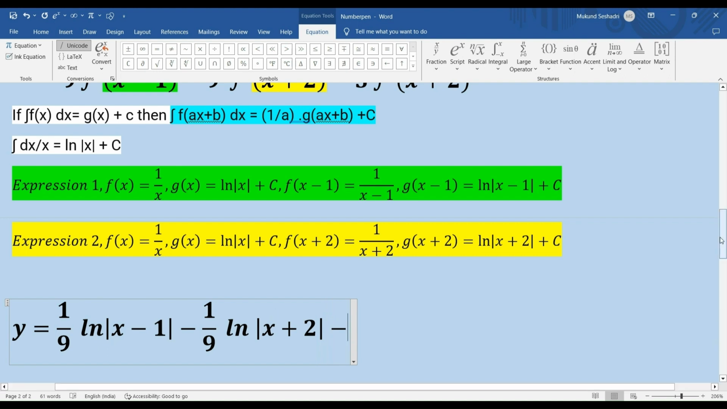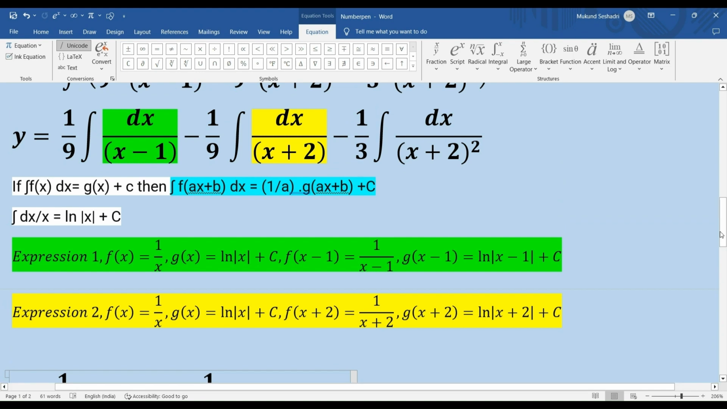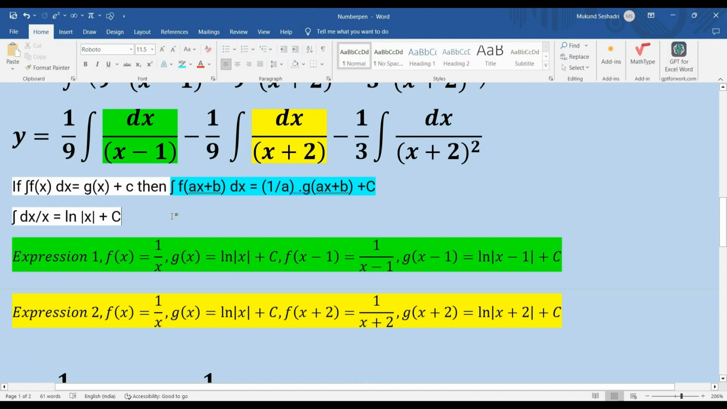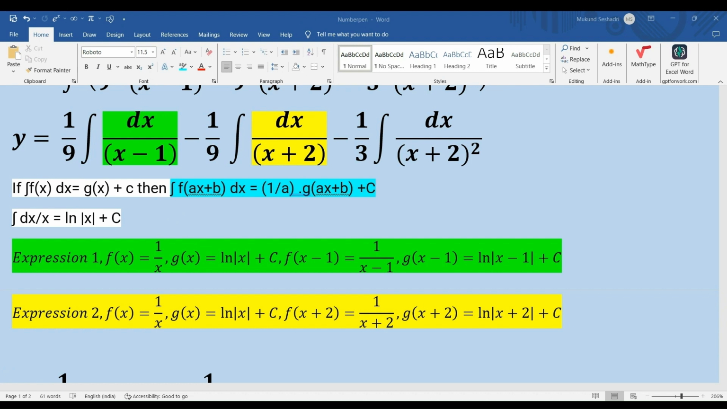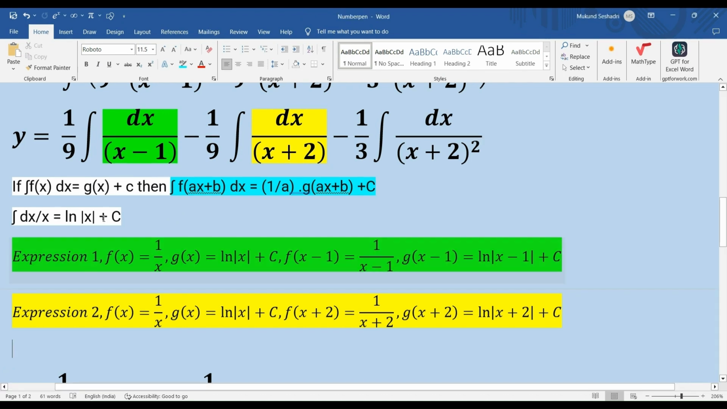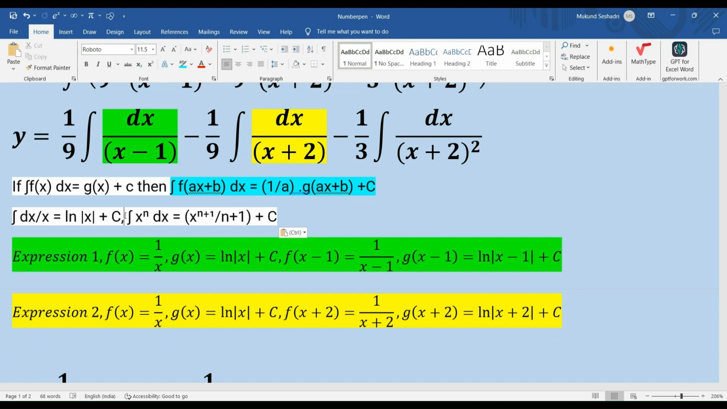Now I come to the third expression, right? My third expression is of slightly different type. I have integral of dx by x plus 2 the whole square. And which integral will I have to use to solve this particular problem? I will have to use integral of x to the power n dx. Integral of x to the power n dx equal to x to the power n plus 1 divided by n plus 1 plus c, right? And in place of x, I have x plus 2, and in place of n, I have minus 2, right?